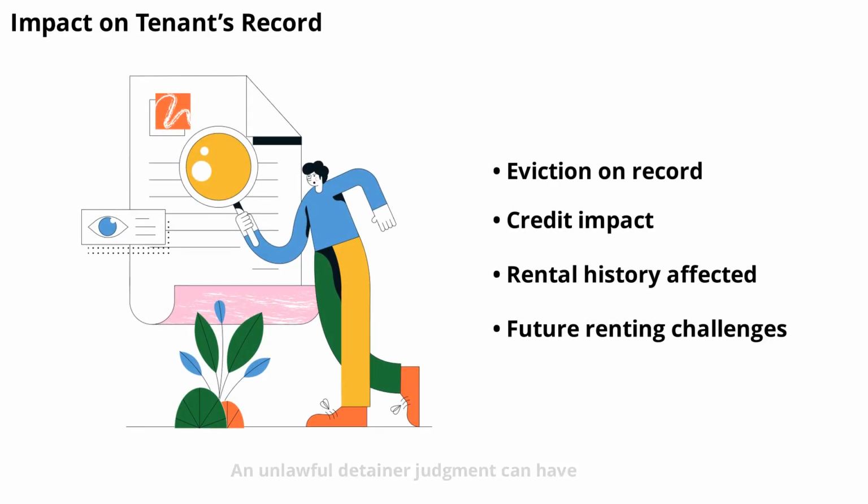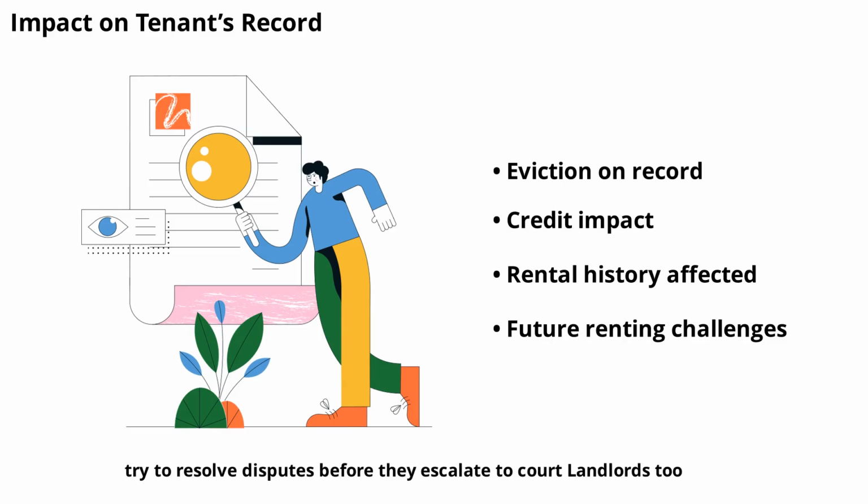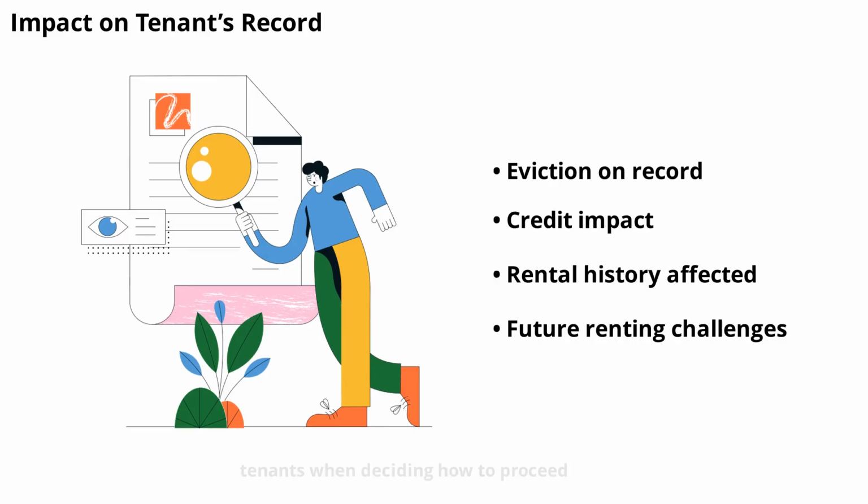An unlawful detainer judgment can have lasting effects on a tenant's record. Evictions may appear on credit reports and rental history, making it harder to rent in the future. Some landlords and property managers routinely check these records before approving new tenants. Tenants should be aware of these consequences and try to resolve disputes before they escalate to court. Landlords, too, should consider the long-term impact on tenants when deciding how to proceed.